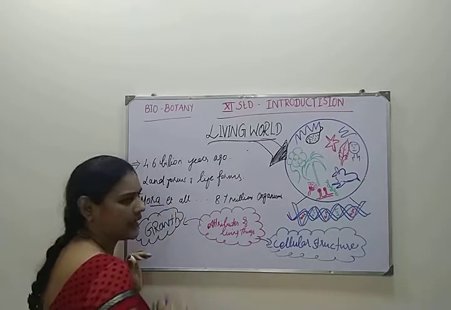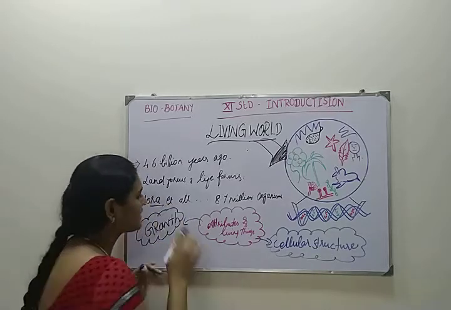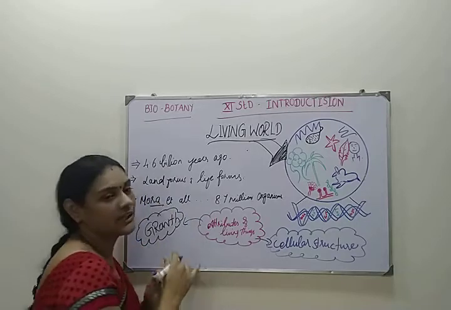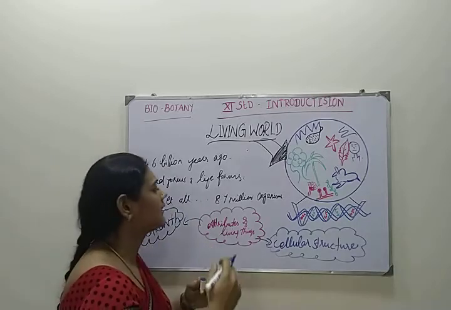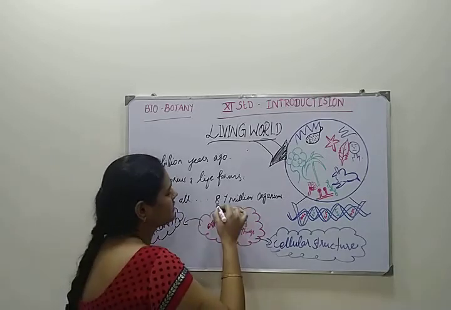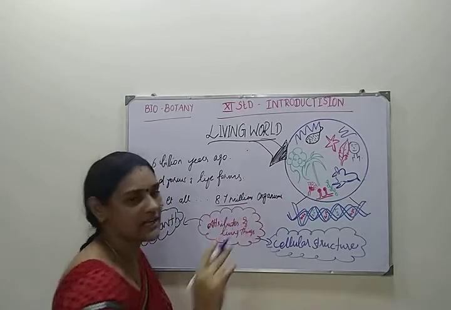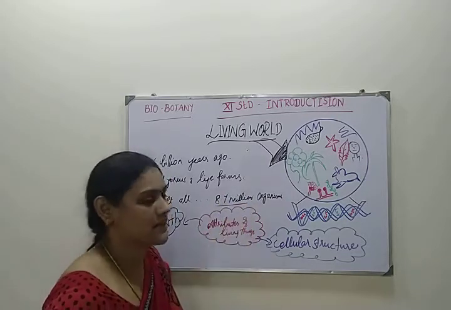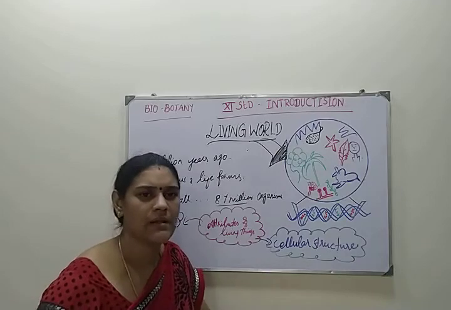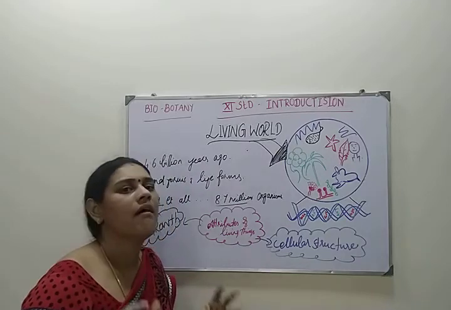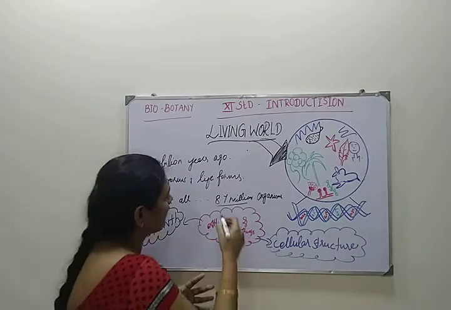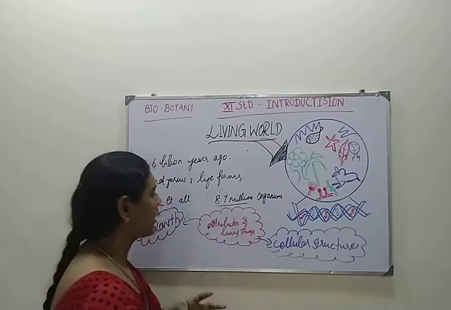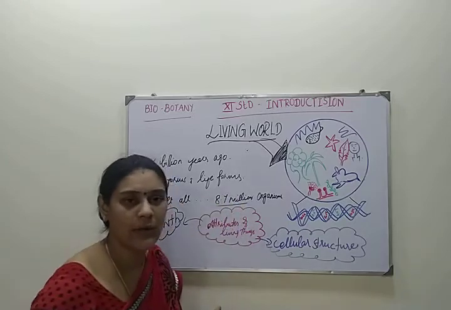Mora et al. is one scientist, along with some other scientists, telling that the world consists of 8.7 million organisms. So in total, all animals and plants, how many are there in the world, they gave a statistic, a data point, that is 8.7 million organisms.